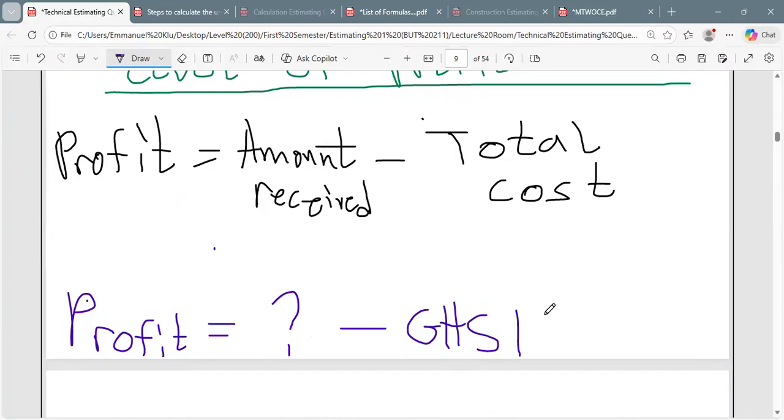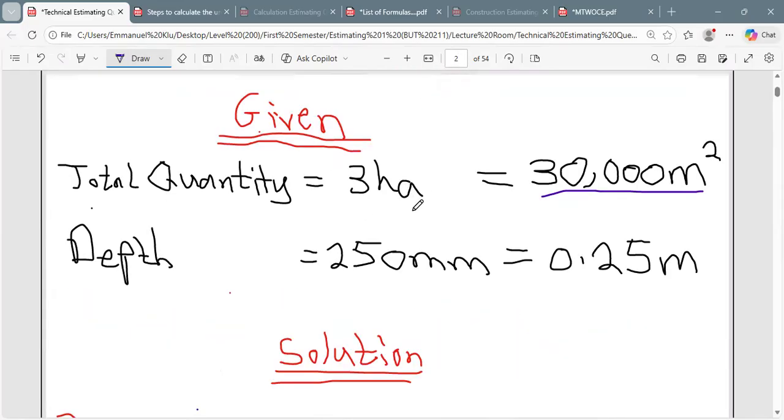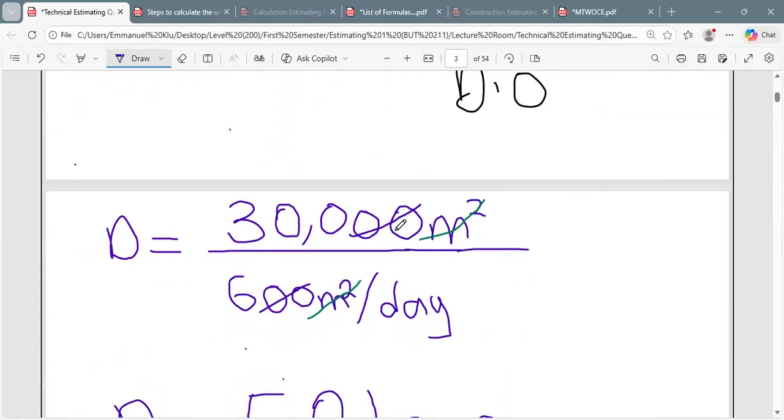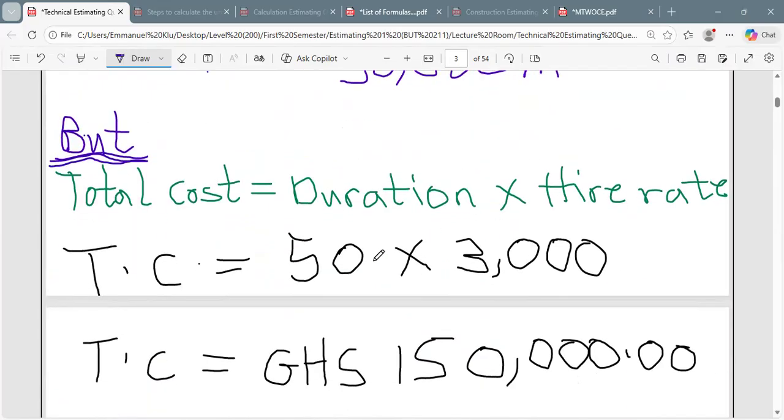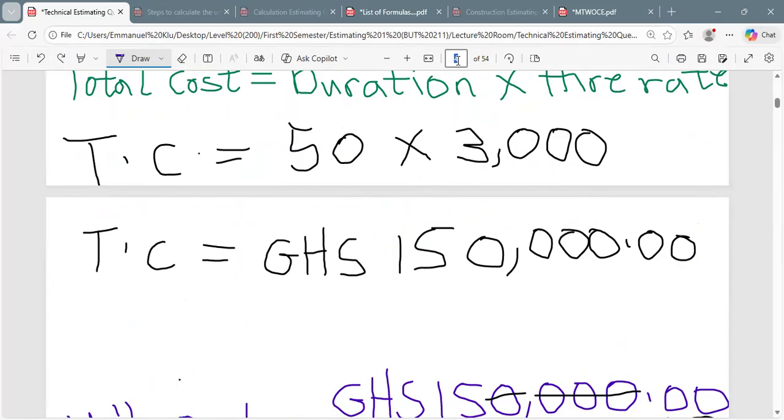So that was 150,000, I guess. I'll show you shortly so that we can proceed. So this is it. We calculated for it over here. Okay, the total cost, this is it. 150,000. Okay, what we calculated for. So I believe we can now proceed.